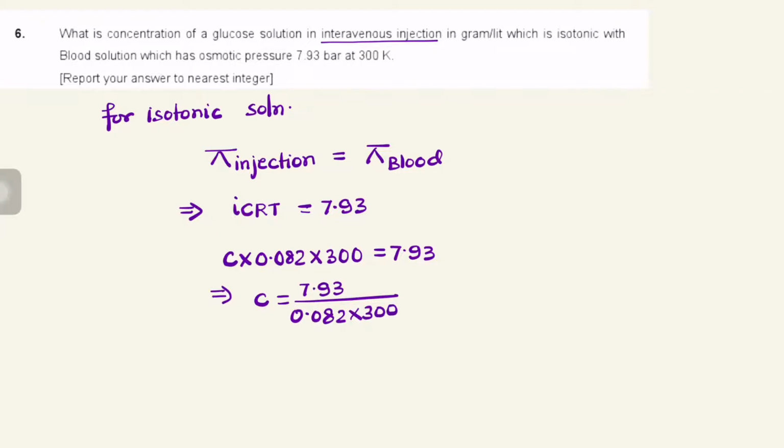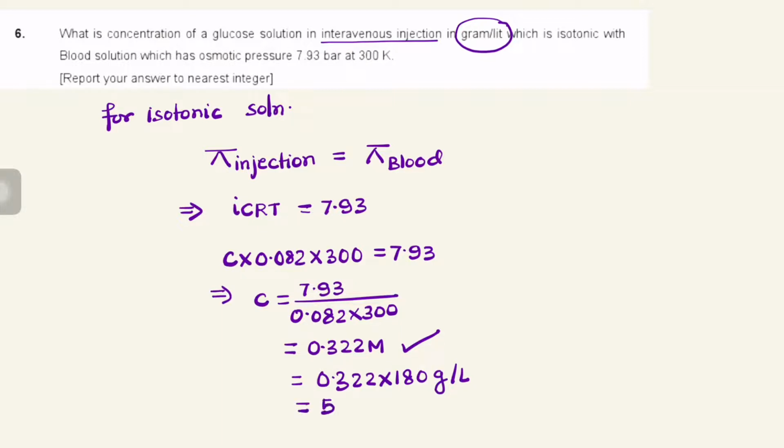So if we just do it, we are going to get 0.322 molar. That is the concentration of glucose. Now, they are asking in gram per liter. So this is molar, means mole per liter. To convert into gram per liter, we have to multiply it with the molar mass of glucose, that is 180 gram per liter. And this will be equal to 58 gram per liter. So the correct answer for this is 58.